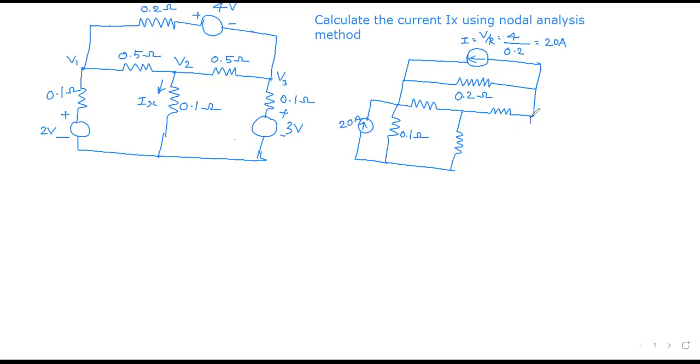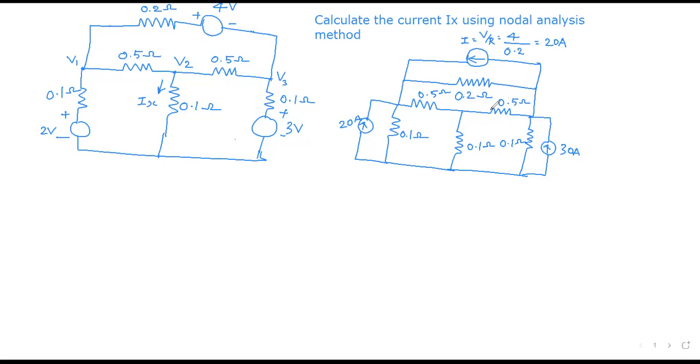Then similarly for this side, we have one resistor, then one current source here. So 3 by 0.1, it is 30 amps. Then the resistor value is 0.1 ohm, here it is 0.5 ohm, and here it is 0.5 ohm. Similarly here it is 0.1 ohm. So this is the circuit after the source conversion.